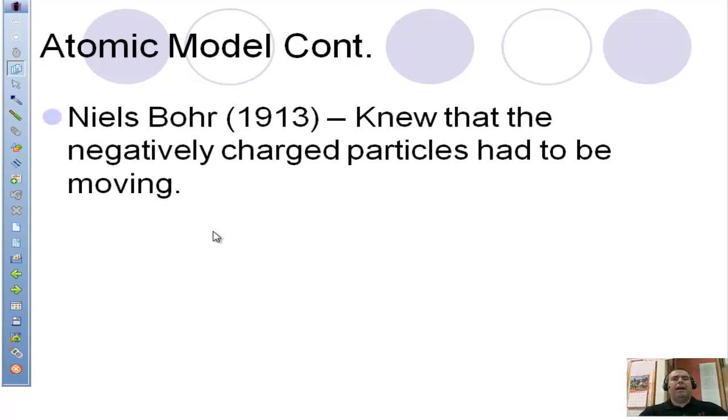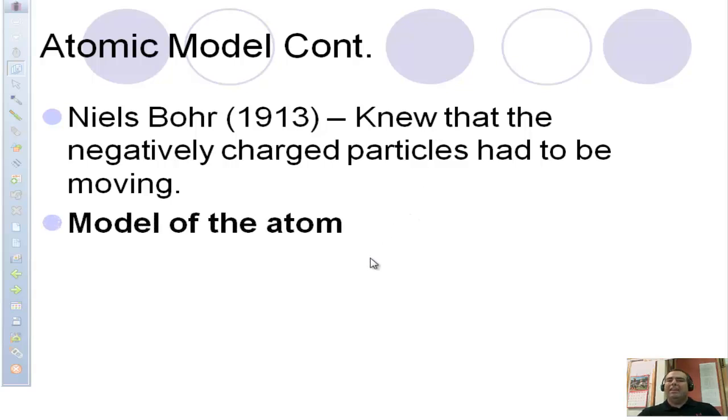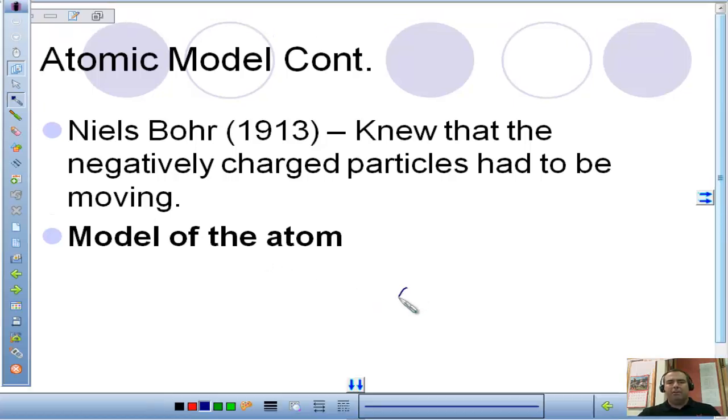In 1913, a couple years go by, and Niels Bohr comes along. And what he said was, well, if you're just saying that those electrons are sitting there, what's going to keep them from crashing into the center of that atom? We know that positives and negatives are attracted to one another. So what he said was, those electrons, instead of just sitting there, have to be moving. So again, he had the nucleus of the atom. But he said those electrons on the outside had to be moving. So they weren't just going to be sitting there.